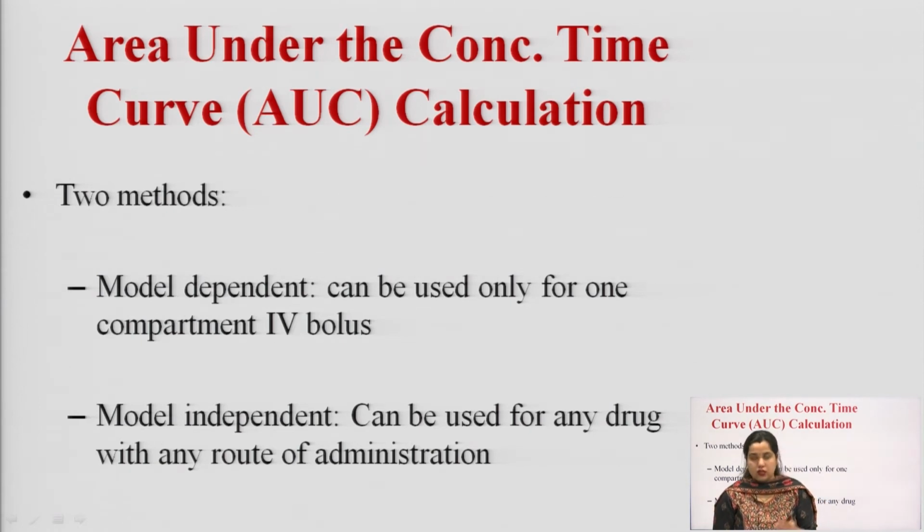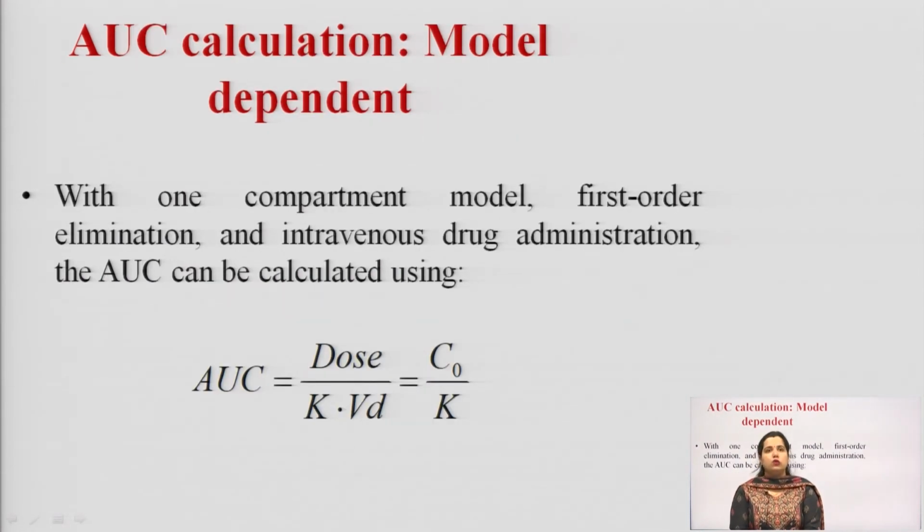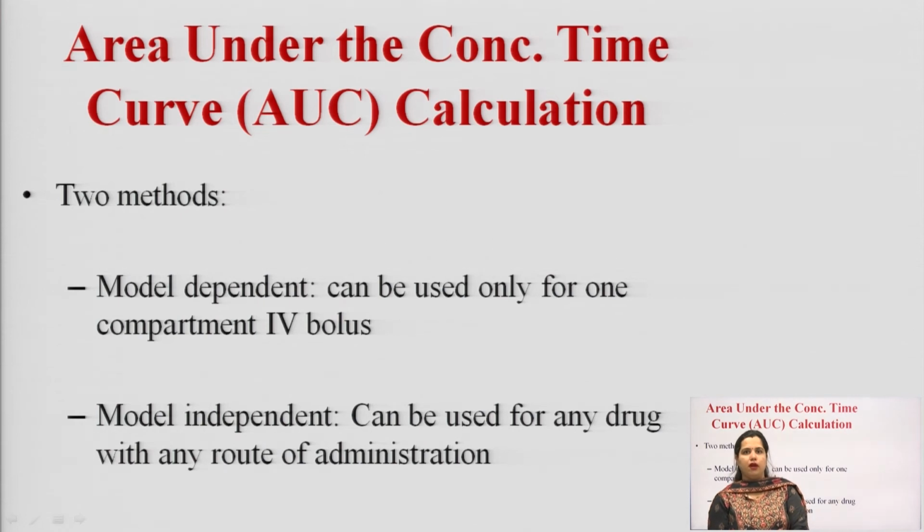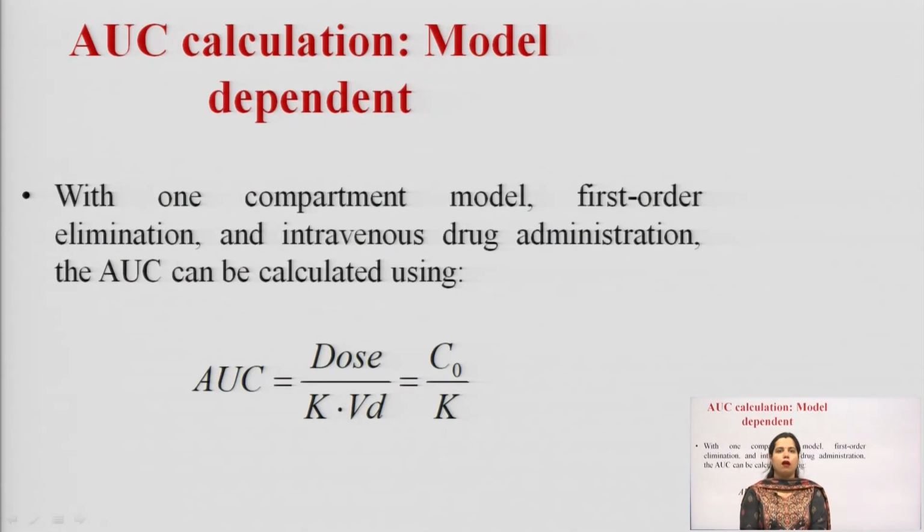We have discussed these model dependent and independent approaches in the earlier sessions, so you can have a look. AUC calculation through the model dependent approach: for IV bolus we can use this approach. With a one compartment model, first order elimination and intravenous drug administration, the AUC can be calculated using this formula: AUC is equal to dose by K dot Vd, which is equal to C naught by K.